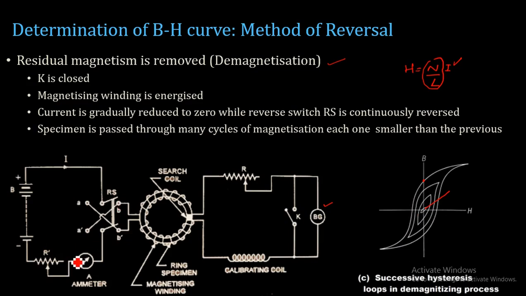If you apply the AC and you reduce the value of current, automatically your hysteresis curve will be reduced to zero, because after each cycle you are having lesser force available. So slowly your curve will be reduced to zero. So you reach this particular point.